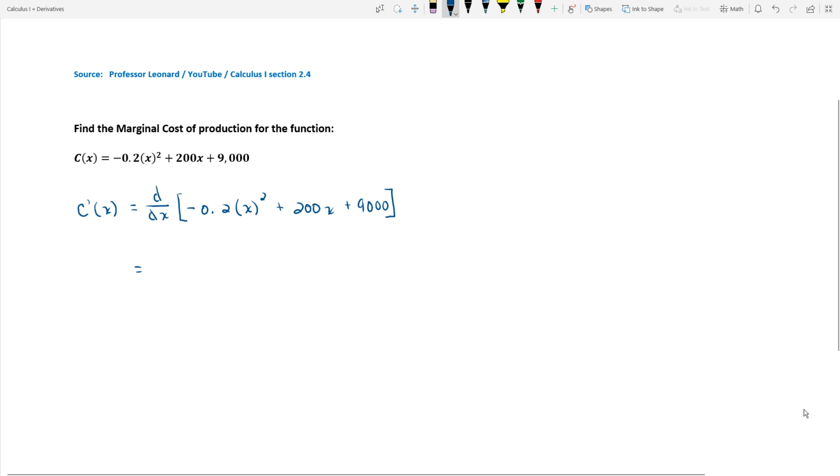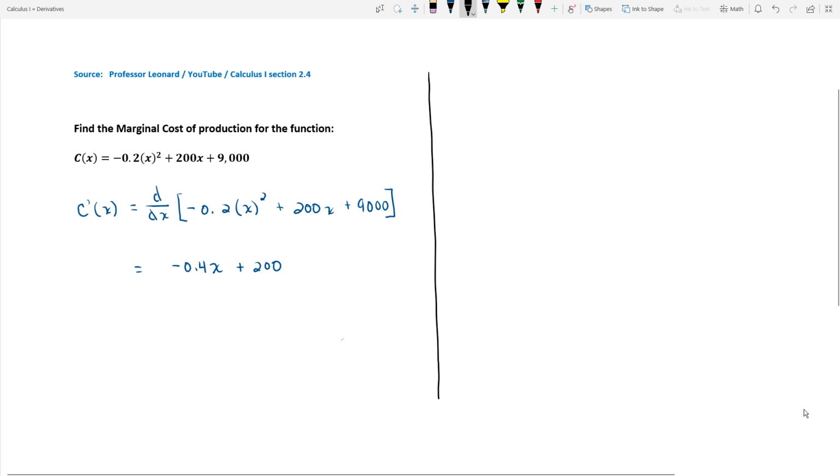So from this, we're just going to work through this using our derivative rules. We're going to take that second power multiplied by that lead coefficient. So that's going to give us a negative 0.4x plus 200, and we are done. Now from here, like I said, we can begin finding out what our marginal cost would be as we increase our unit production.